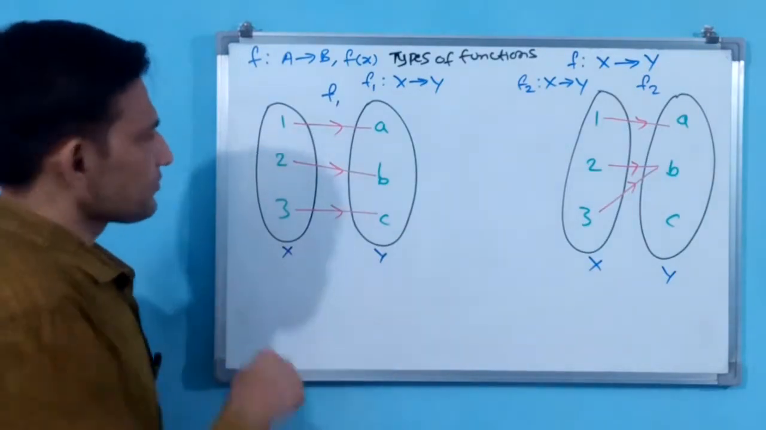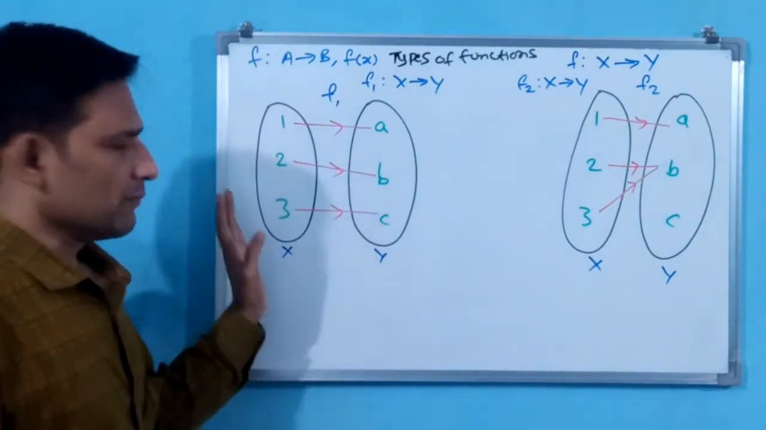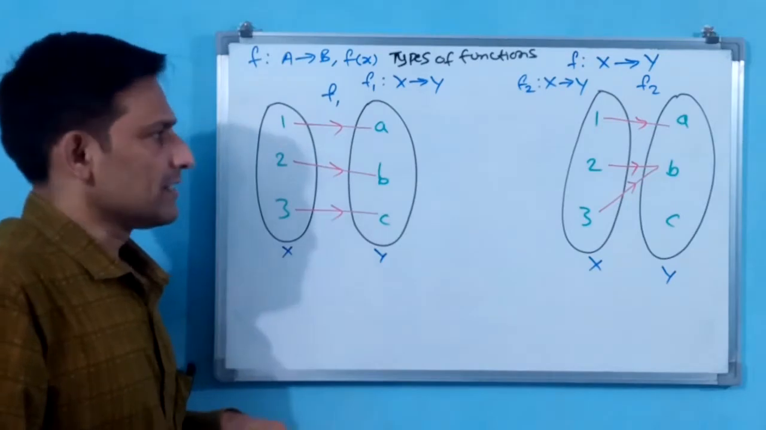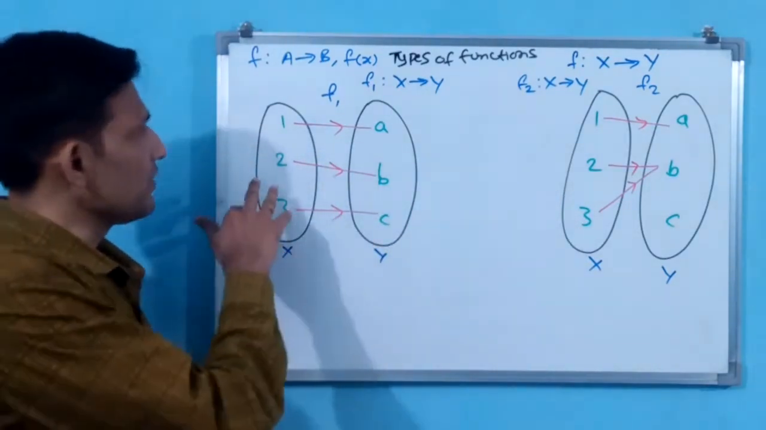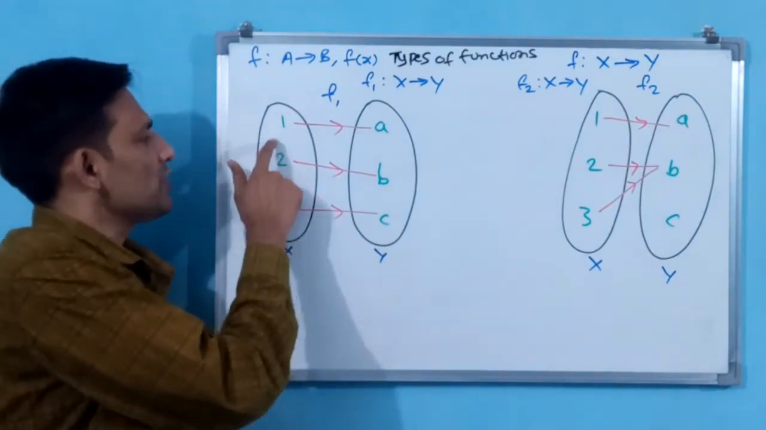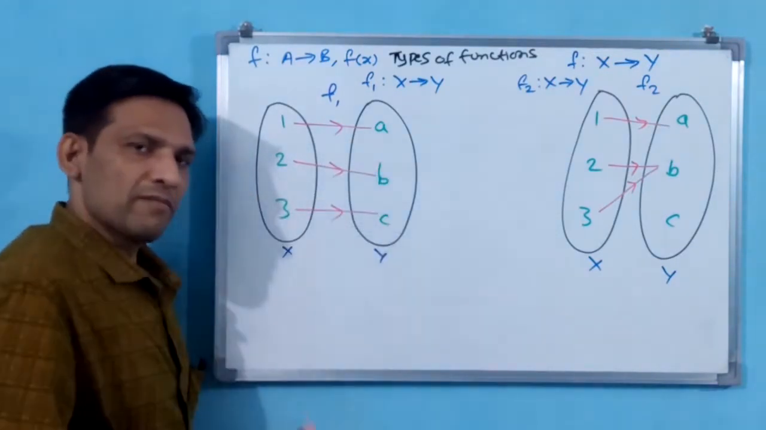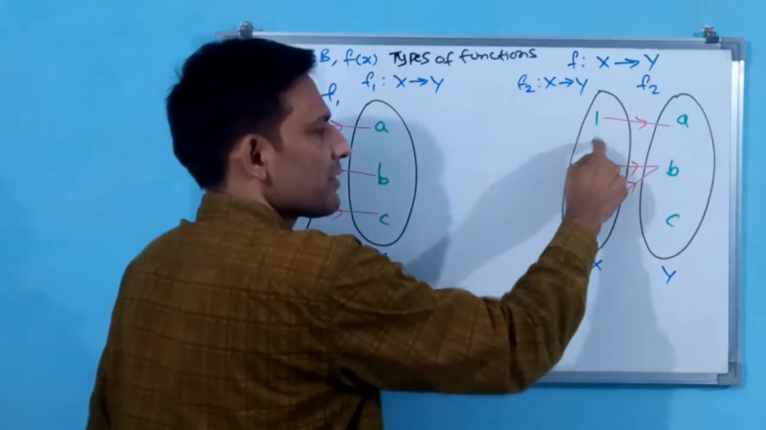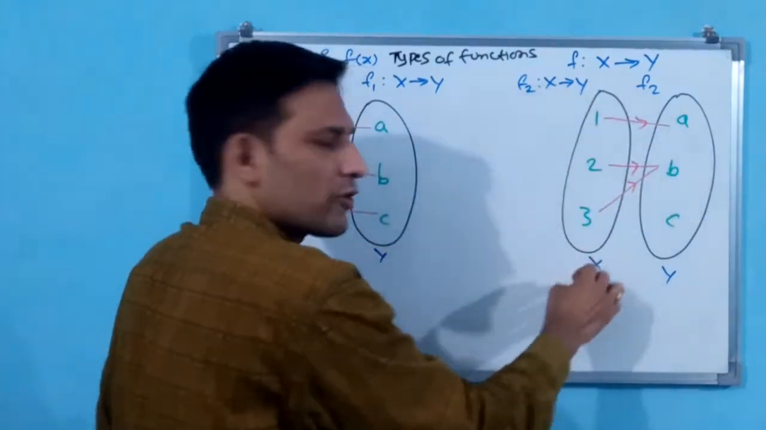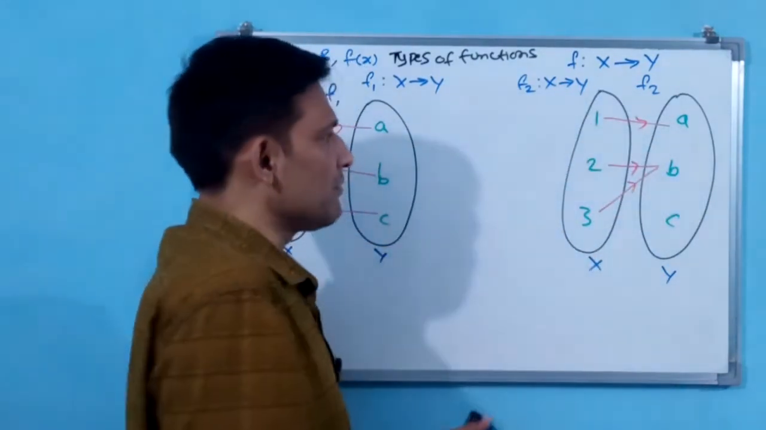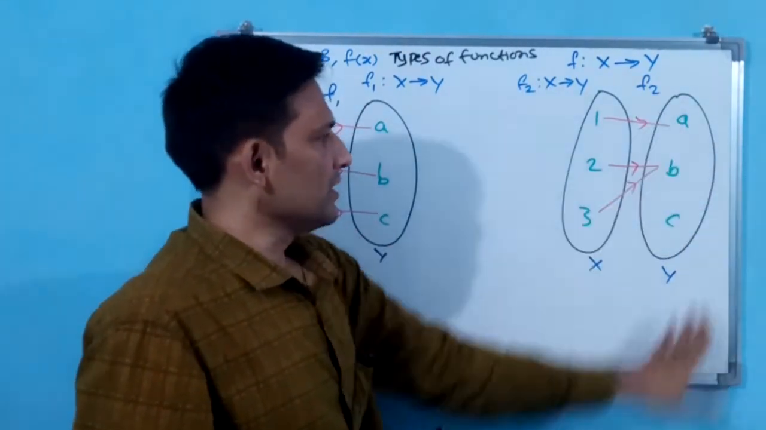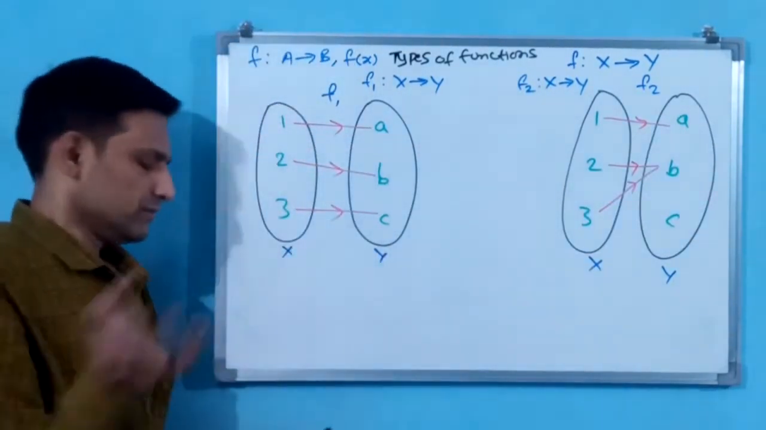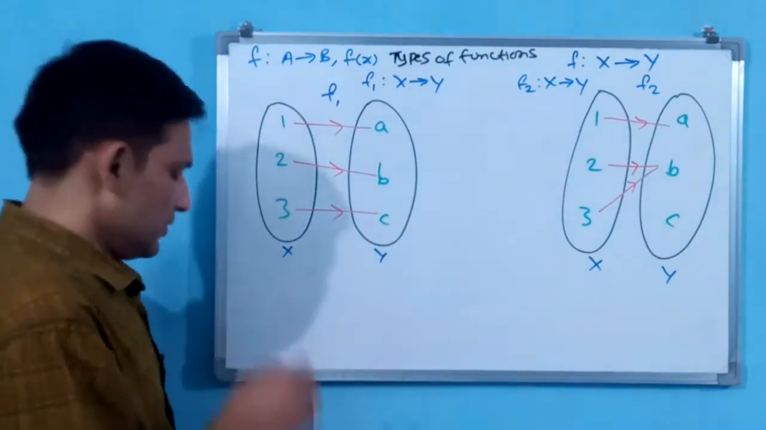Okay, now we observe what the differences are and what these functions are going to be called. Here, if you observe, each element has only one image. Okay, function. Here also each element from A has only one image. All are occupied. Each and every element should have only one image. 3 has B, 2 has B. This is also a function.